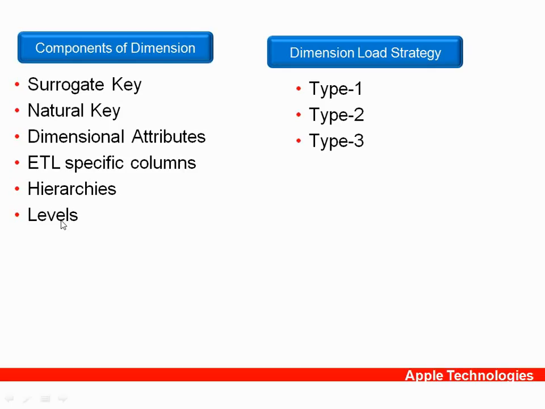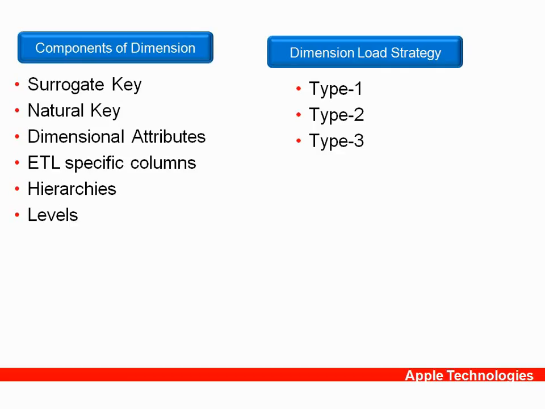At the same time, once you create a table with all these columns, when you are creating a dimension table and loading data into your dimension, how do you load? Because I have a table, I want to load. How will you load? Are you inserting or deleting, inserting or updating? There should be some strategy. So that is called dimension load strategy.